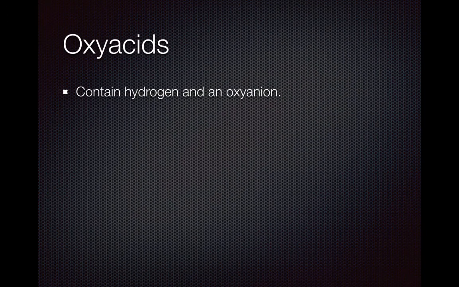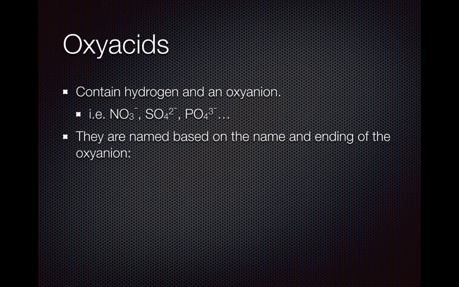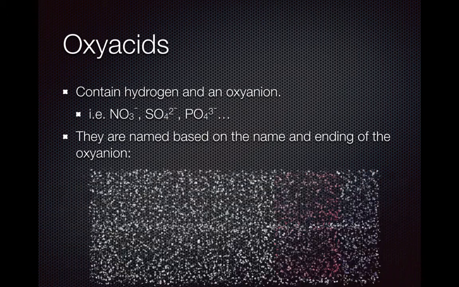And the first slide here is on oxyacids, and these are acids that contain a hydrogen and an oxyanion. An oxyanion would be something like a nitrate ion, a sulfite ion, or a phosphate ion, as just some examples. Now we name them based on the name of the anion and the ending there. So we've got a couple of different situations.